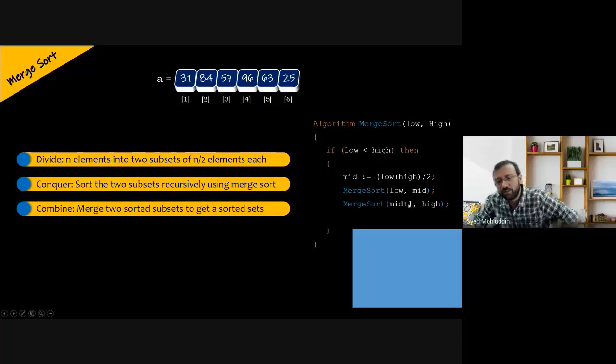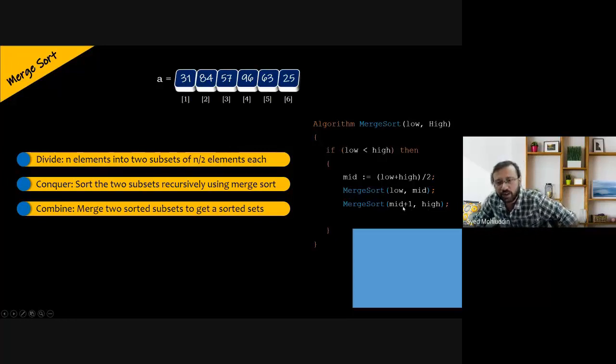And again, successively we perform merge sort on the left half of the array, the left subarray. Then we perform merge sort on the right subarray. Instead of passing low, we pass mid plus 1 to high. High is the last index.